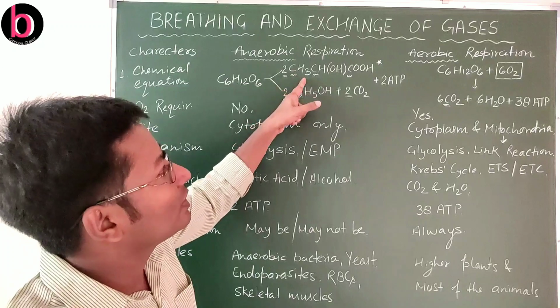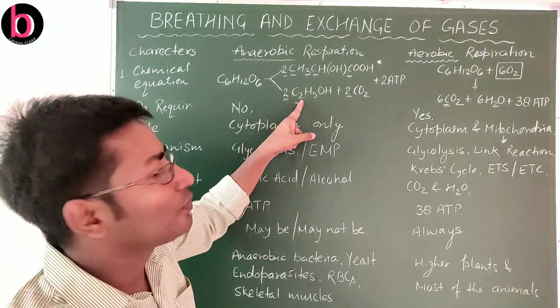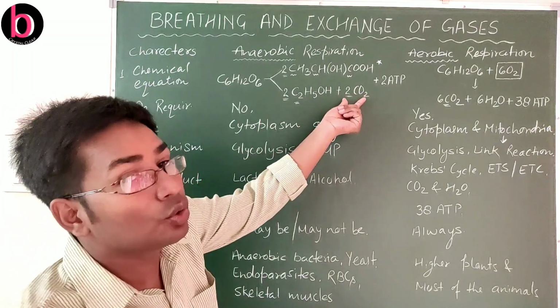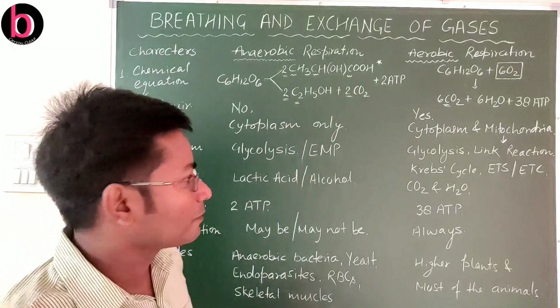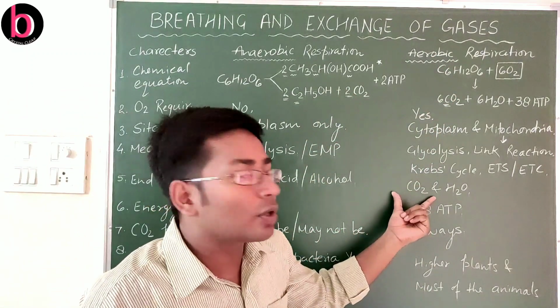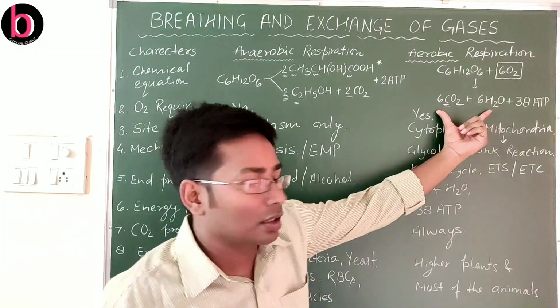So 2 molecules of this ethyl alcohol is a 2 carbon compound. So 2 into 2 is 4, still there are 2 carbons left. So this is 2 CO2 in the form of 2 carbon. While during aerobic respiration, the final product or end product is carbon dioxide along with water.